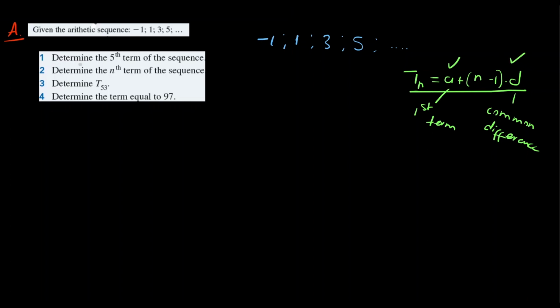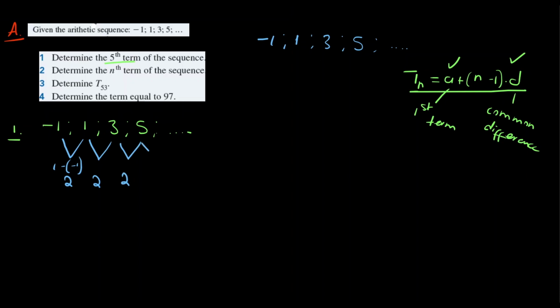So the first question says determine the fifth term of the sequence, which is T5, really. So let's just rewrite our pattern here. And to determine the fifth term, we need to construct our line of differences, meaning that we say T2 minus T1, which would be 1 minus -1. In essence, it will give us 2. Then we'll say 3 minus 1, which will give us 2, and 5 minus 3, which will give us 2.